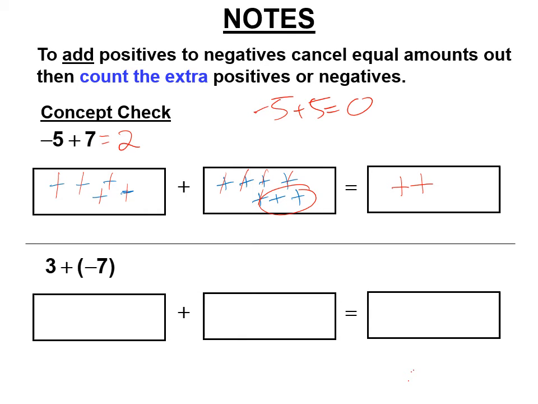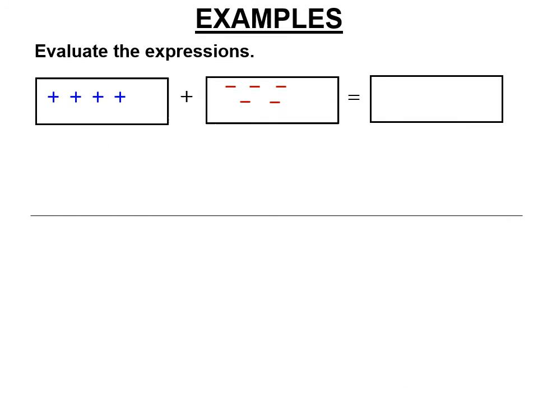Let's try this one. So we have 3 positives, positive 3. Again, we don't write the positive symbol. 3 plus negative 7, so 7 negatives. The 3 positives and 3 of the negatives cancel each other out. And what do you have left? You have negative 4. Positive 3 plus negative 7 is negative 4. That's how it works. It's all based on the inverse property of addition.